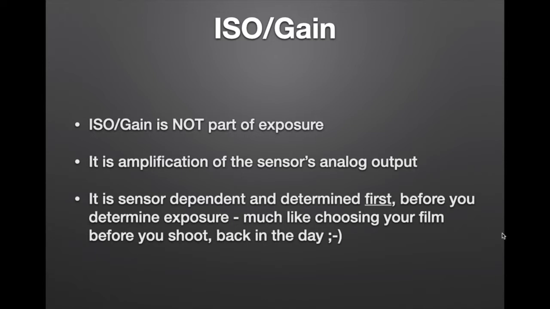Okay, so this ISO and gain is very sensor dependent, and you have to determine it first before you determine your exposure, much like choosing your film before you shoot back in the day. So if you're an older person who's used film, you probably understand this readily, because you had to choose your film based on what kind of photography you were going to do. You put it in your camera, and then the exposure was all about setting your time and aperture. If you read the aperture settings, that number on your aperture dial is actually the focal ratio.